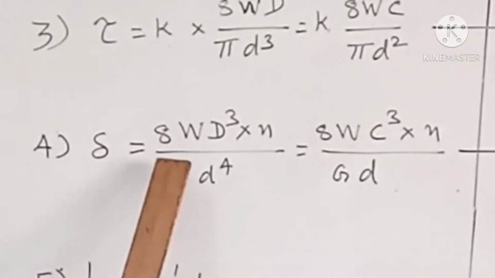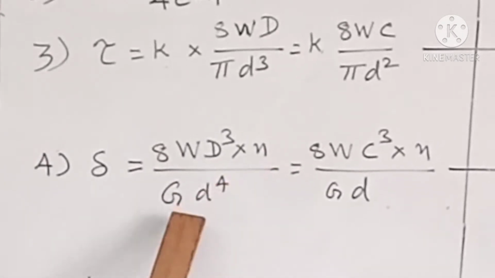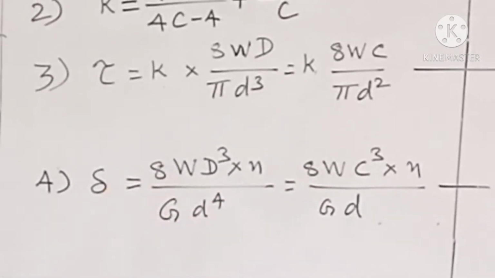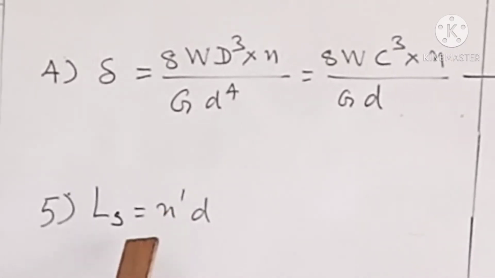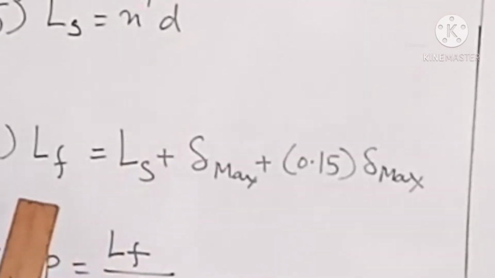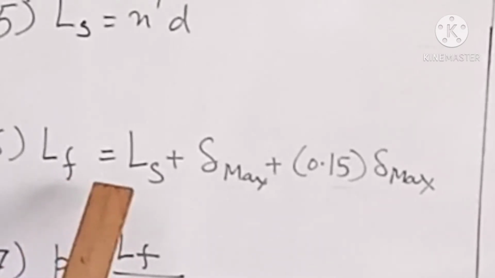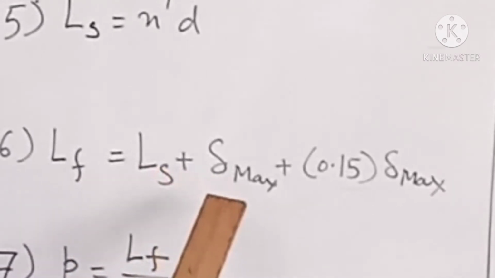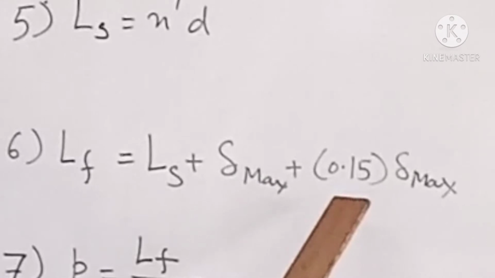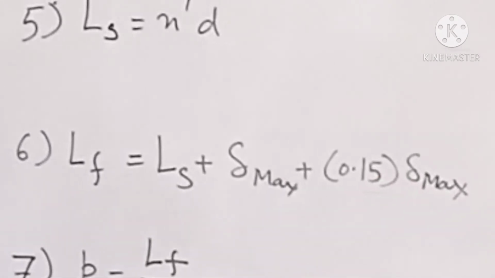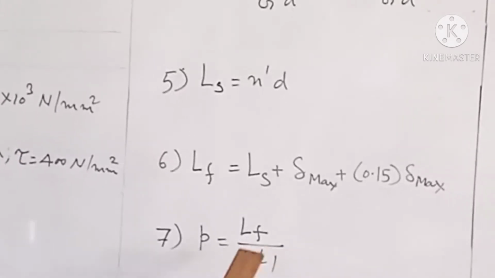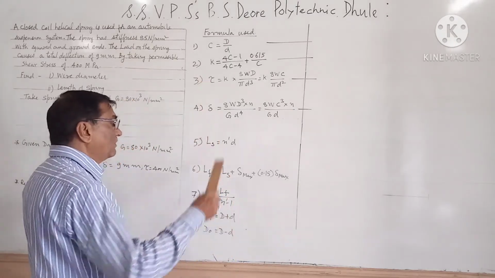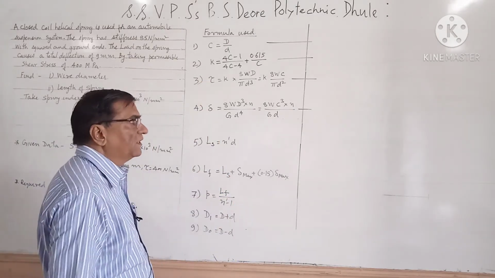Delta is equal to 8WD cube into n upon G d raised to 4. Solid length Ls is equal to n dash into d. Free length is equal to Ls plus delta maximum plus 0.15 into delta maximum, and pitch is equal to Lf upon (n dash minus 1). So by using these formulas we can determine the different parameters.